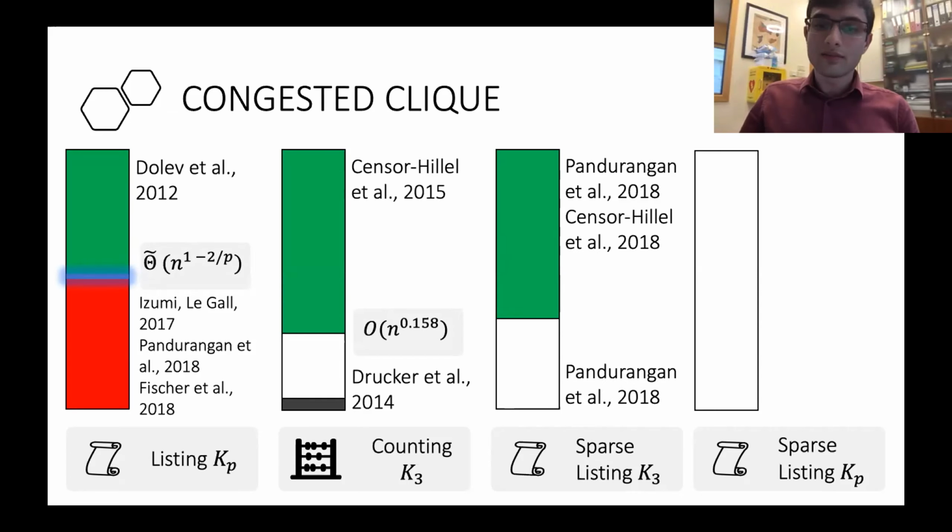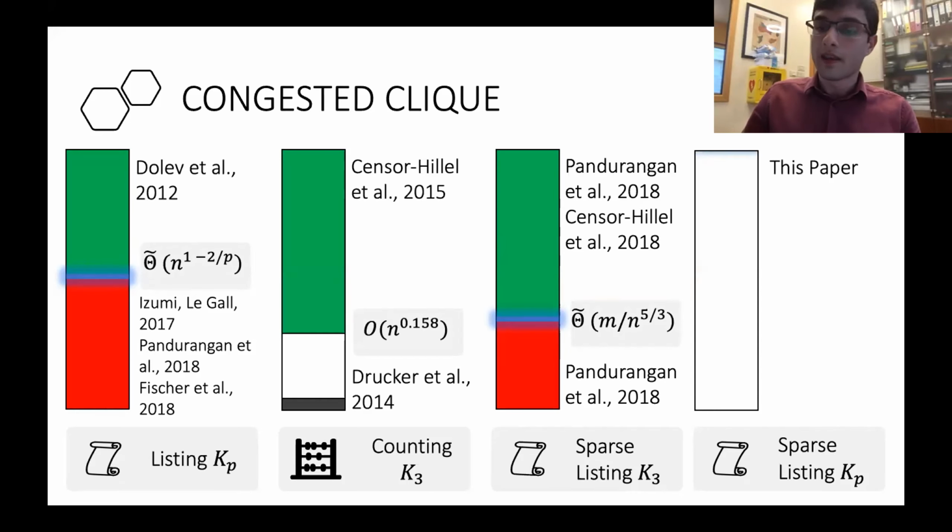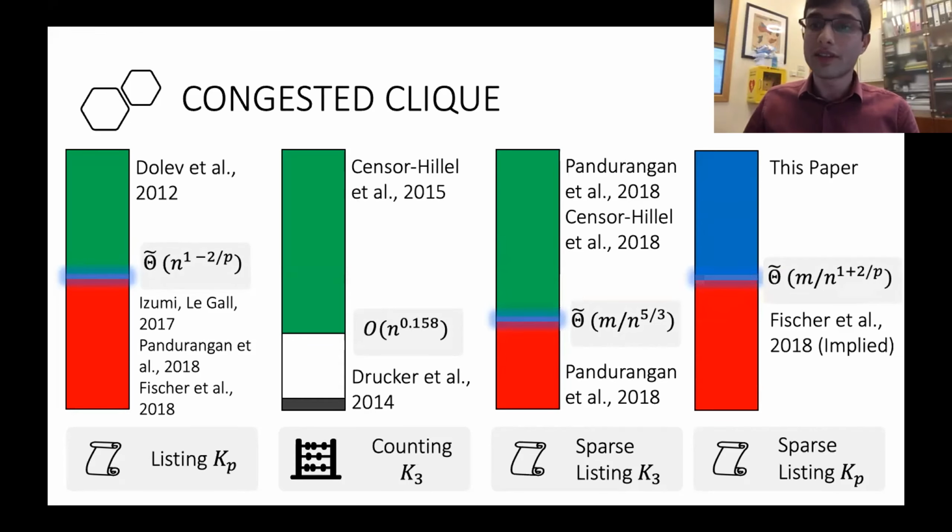In parallel, works developed the approach of using sparse listing. That is, if the input graph itself is sparse, can we perform the listing operation faster? And for K3, this problem was solved. One of our results in this paper is solving this problem for general Kp. Basically for all cliques, solving it in optimal number of rounds, even depending on the sparsity of the input graph itself in the congested clique.